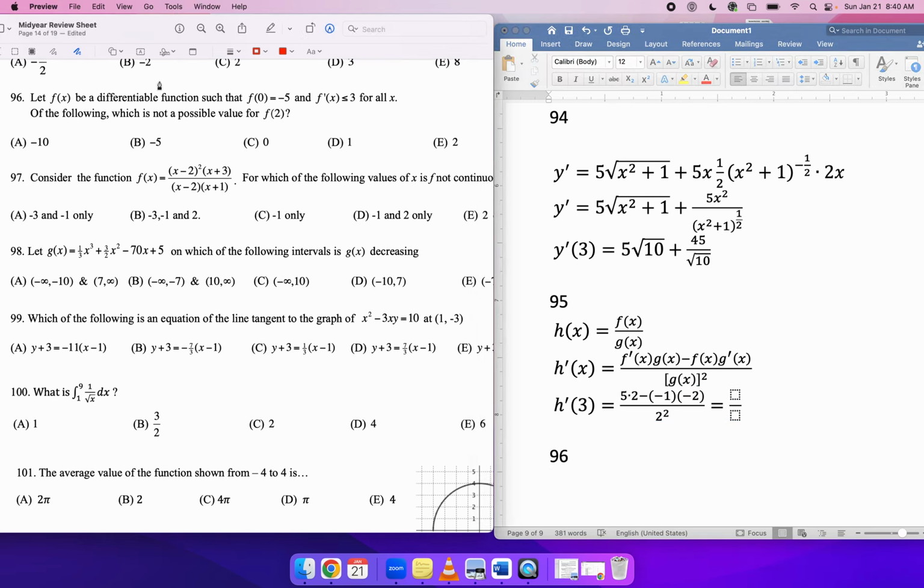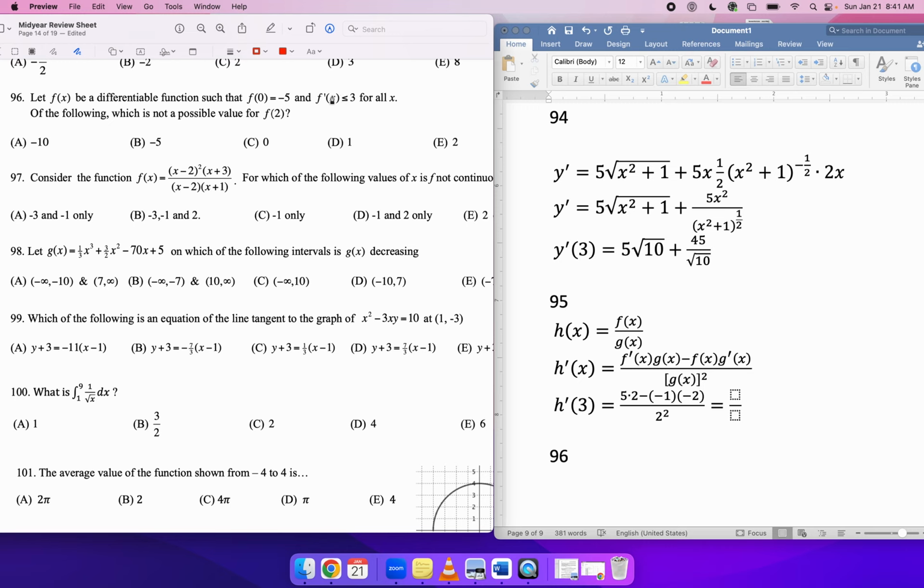Let f of x be a differentiable function such that f of 0 is equal to negative 5 and f prime is less than or equal to 3 for all x. Which of the following is not a possible value for f of 2? This is kind of a hard problem. Basically, what they're telling you here is that f of 0 is negative 5, and the rate of change of the function is always less than or equal to 3.